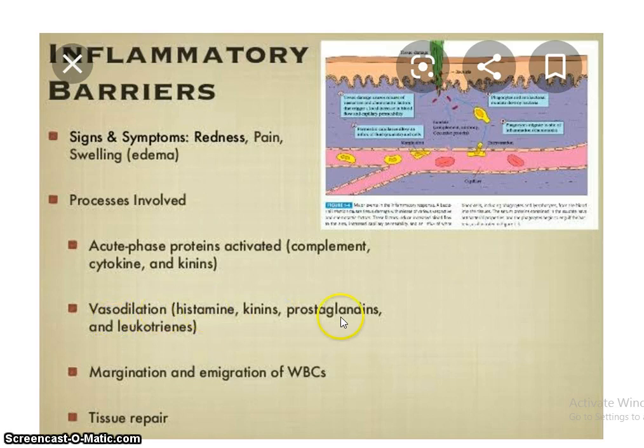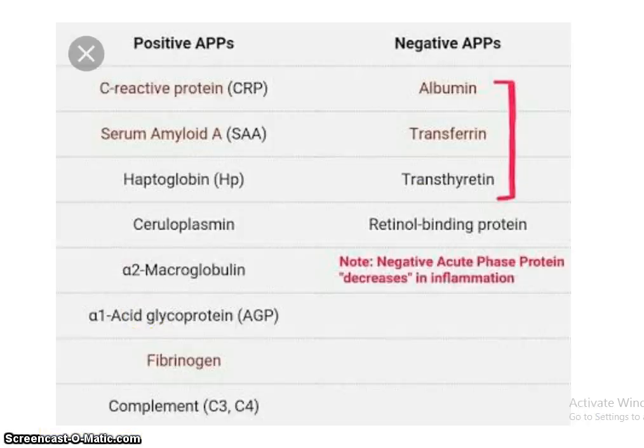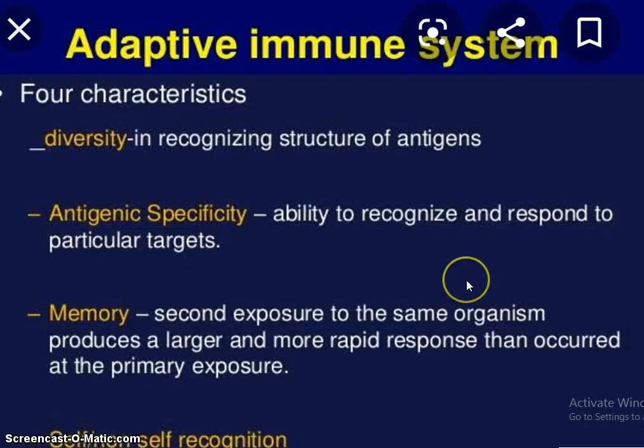Vasodilators like histamines and prostaglandins are released so that the WBCs can squeeze out from the blood vessels and kill the pathogens. The acute phase proteins cause tissue repair, promote the repair of inflammatory lesions, and enhance host resistance. These are some acute phase proteins: these are the positive acute phase proteins, and these are the negative acute phase proteins. Negative acute phase proteins decrease the inflammation.